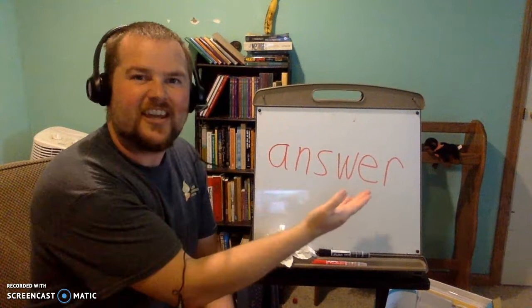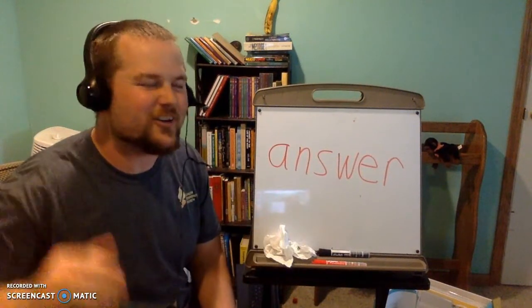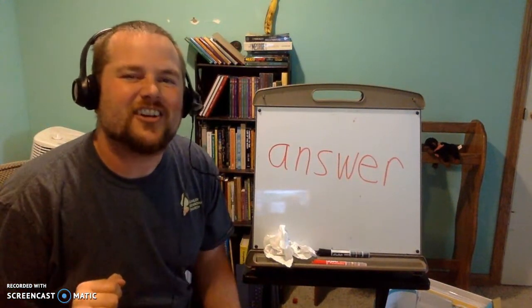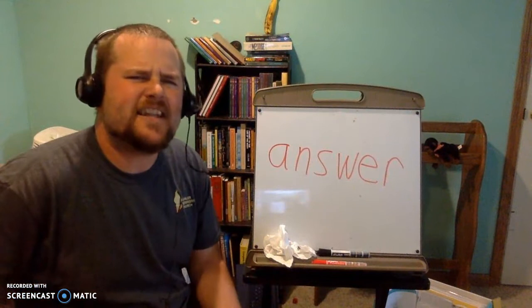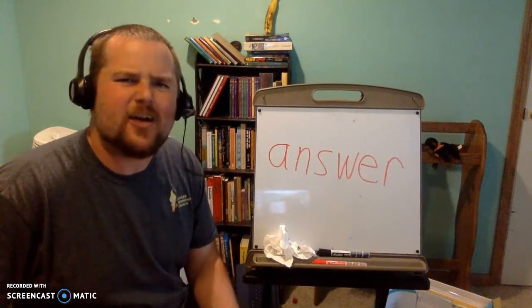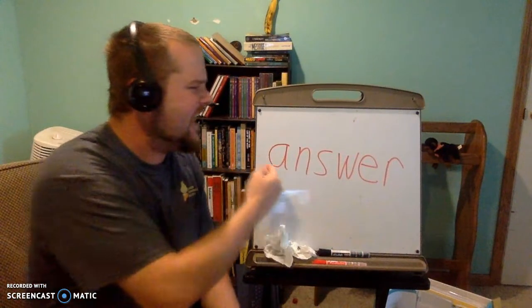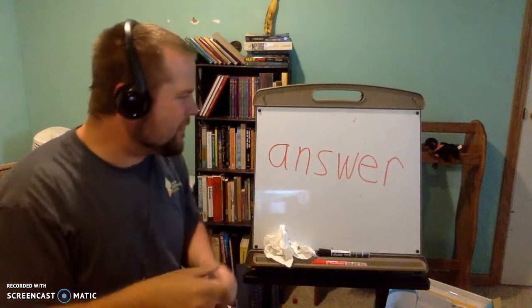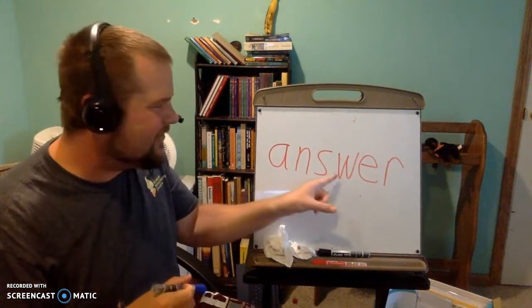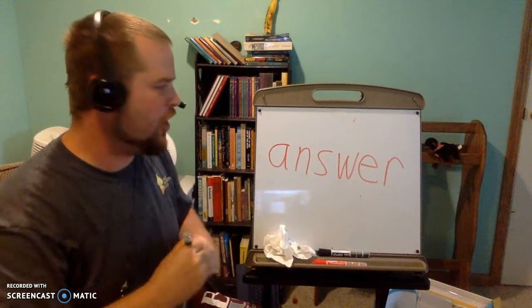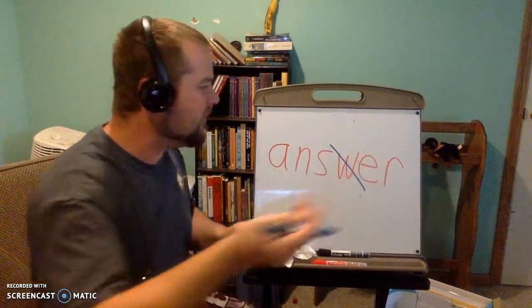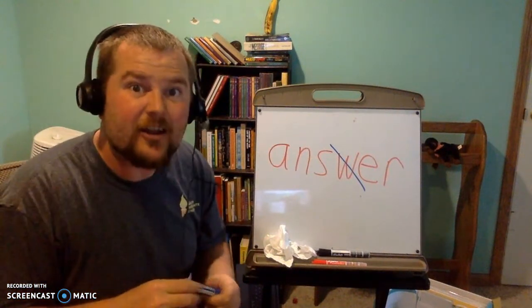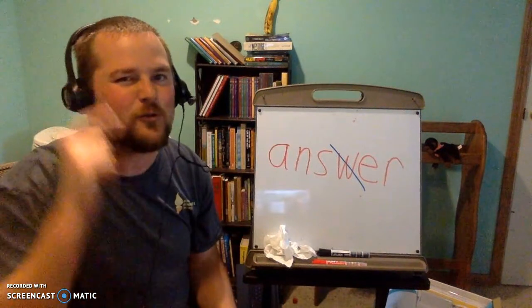Here it is. Gavin, what is this word? Yes, good. Answer. Bentley, what is tricky about reading and writing the word answer? Yes, good job. We have a W here. Do we hear that W? No, we don't. That is a ghost letter. We don't hear it at all. I honestly don't even know why it's there. But it is. And we have to remember that.